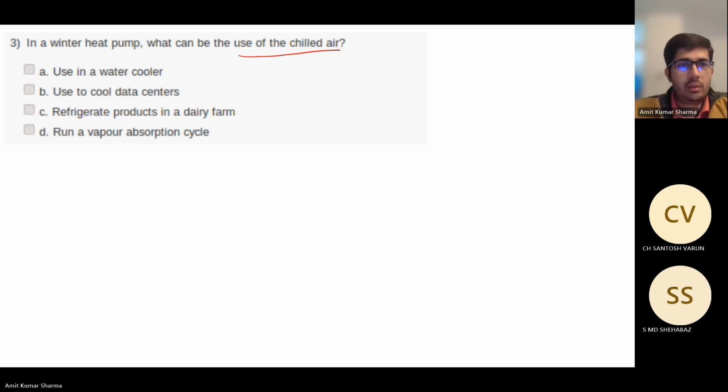Okay, Varun, can you think about other options also? Because it is not mentioned that only one option is correct. Yeah, even I'm having a doubt. So refrigerate products in a dairy farm, why? Because in a winter heat pump, the heat pump can be operated to produce heat as the desired effect, and on the other side it can be a refrigerator also. So in that case, option C will be there.